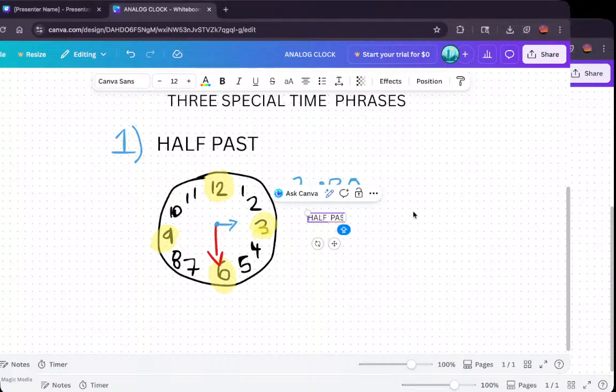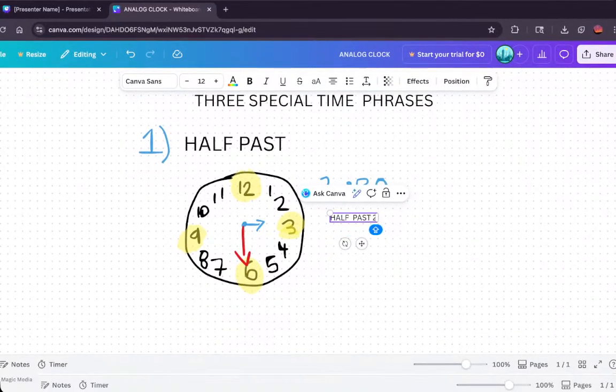Okay. So we'll do half past 2. Why will we say half past 2? Because half past means 1/2. So 30 minutes is equal to 1/2 of 60 minutes.